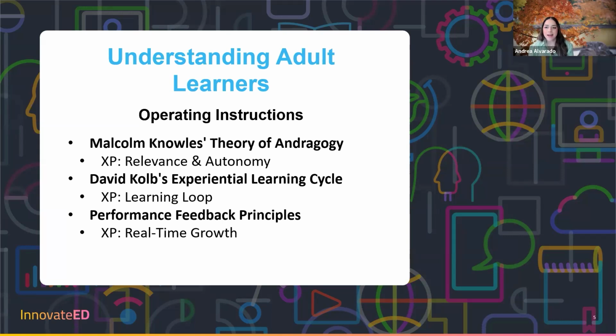In gaming, there's XP, those experience points. In a video game, you can earn XP through tasks, defeating enemies, and achieving objectives, and it helps grow your character to advance to new levels. Tying that theme back into our theories, Malcolm Knowles' theory of andragogy is going to level up understanding of relevance and autonomy. David Kolb's experiential learning cycle is going to level up the learning loop. And finally, we're going to talk about the importance of providing feedback, and that's going to level up real-time growth.